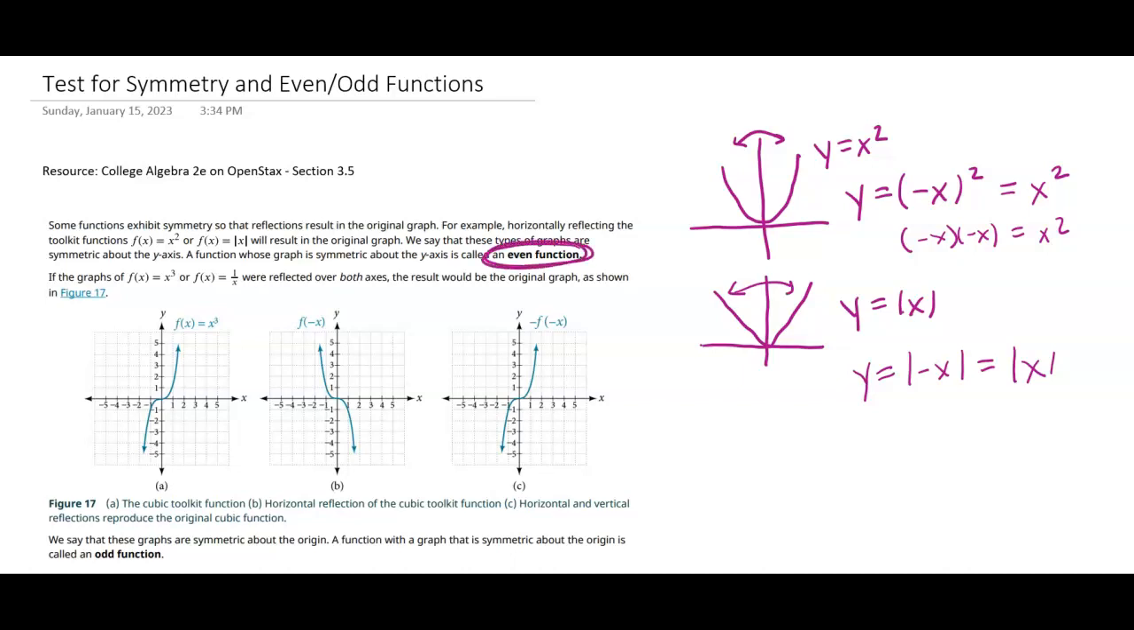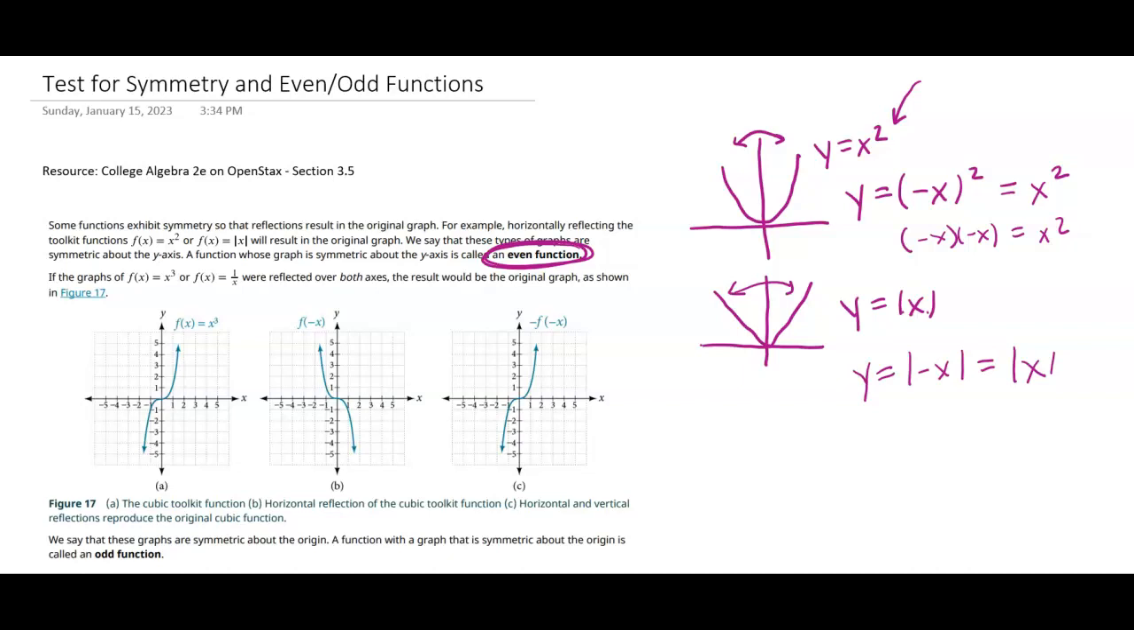I like to remember it because absolute value is kind of a special case, but this is going to happen when you have x to an even power, then that's going to be an even function. There are other even functions like absolute value, but I like to remember that a parabola, like a quadratic, has x to an even power, so it's an even function.